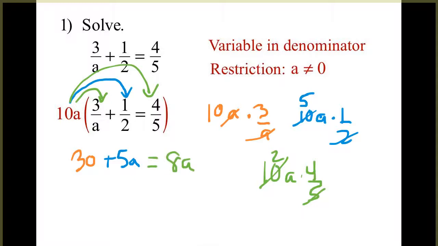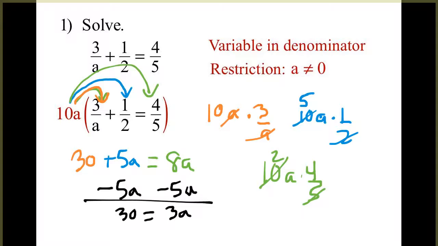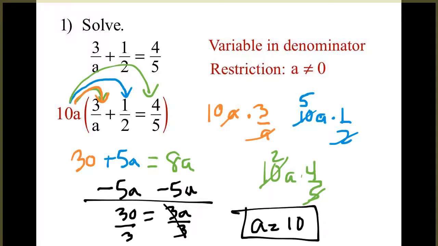One thing I want to make sure you know is that this one was an orange. Now I'm subtracting my minus 5a, minus 5a. I'm left with 30 equals 3a. Divide by 3, divide by 3, and a is equal to 10. That goes along with my restriction, so we can move on.